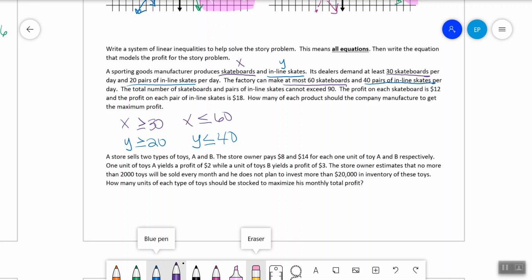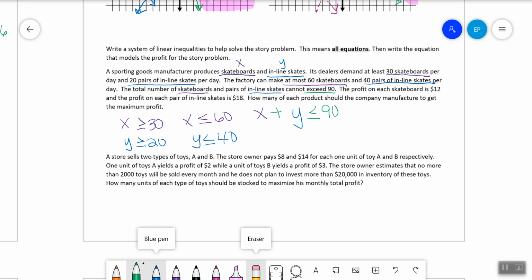The total number of skateboards and inline skates cannot exceed 90. So that means skateboards and inline skates, when added together, cannot be greater than 90, or cannot exceed 90. But it means it can be equal to 90.